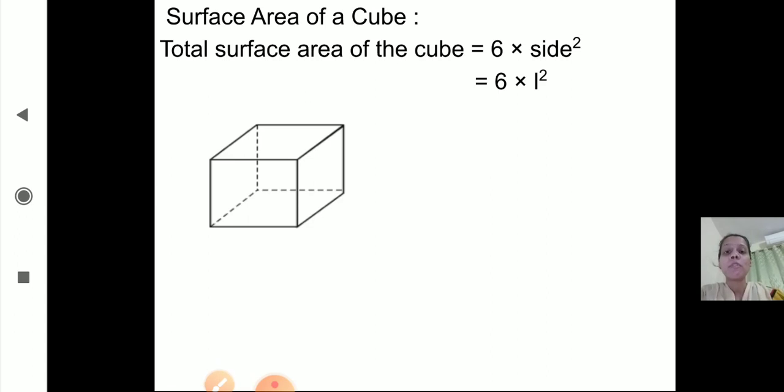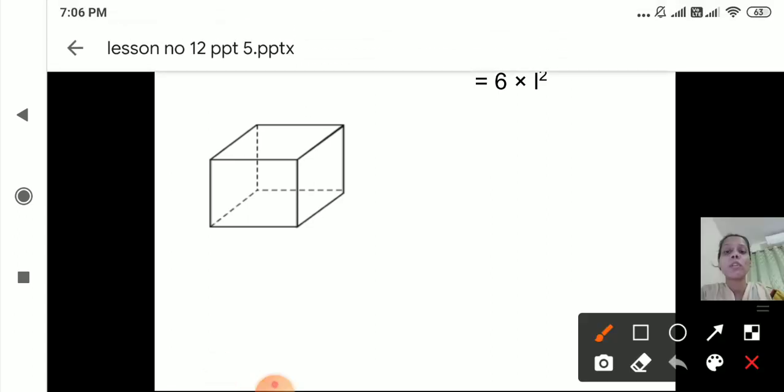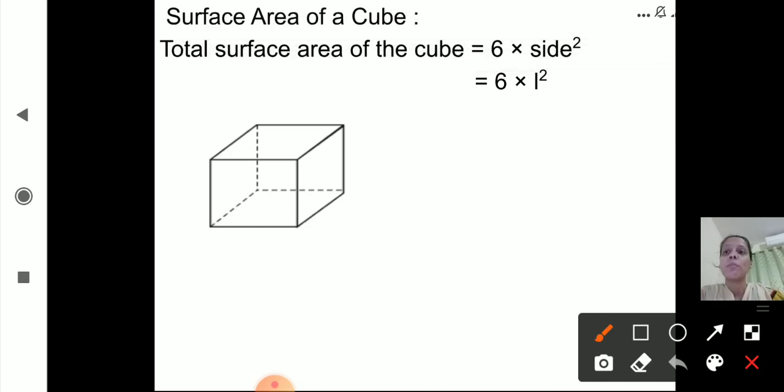Now just now we have seen total surface area of cuboid. Okay. Now we'll see how to find out total surface area of cube. So this is the cube shape, right? Now here also in the cube there are how many faces? There are 6 faces. Each face is square in shape. Okay. So how to find out total surface area of this cube?